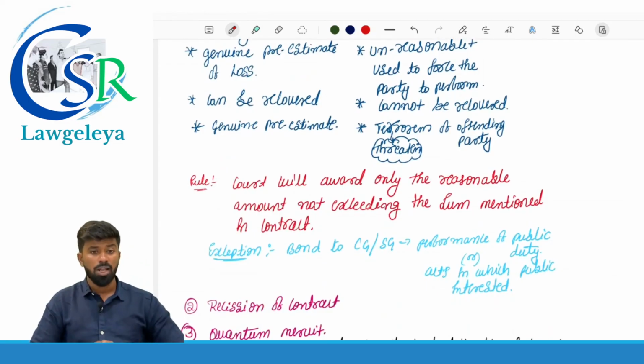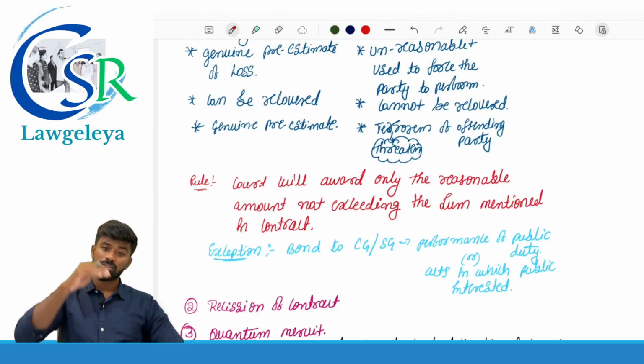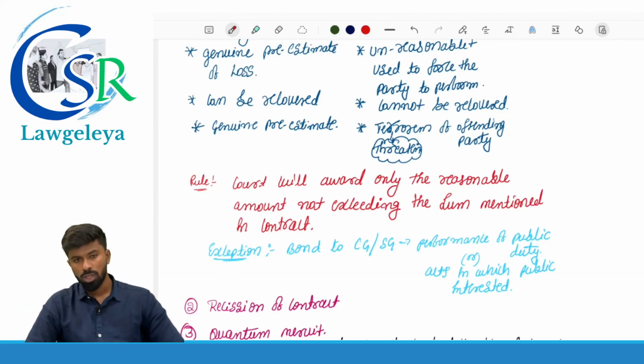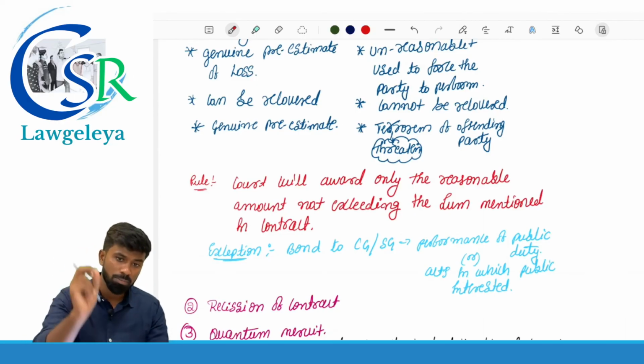So, in case of penalty, section number 74, the court will award only the reasonable amount, not exceeding the amount mentioned in the contract. If the parties have agreed to 1 crore, court will not give 1 crore as compensation. It only gives a reasonable amount. But what if the loss is more than 1 crore? Will court increase the money? No. So the court will award only the reasonable amount, not exceeding the sum mentioned in the contract.